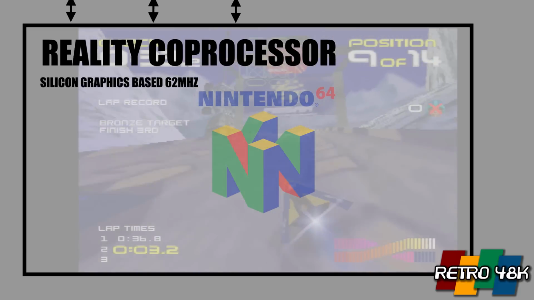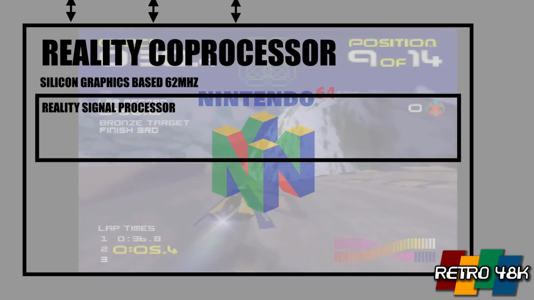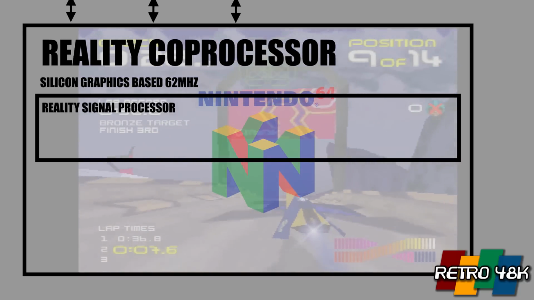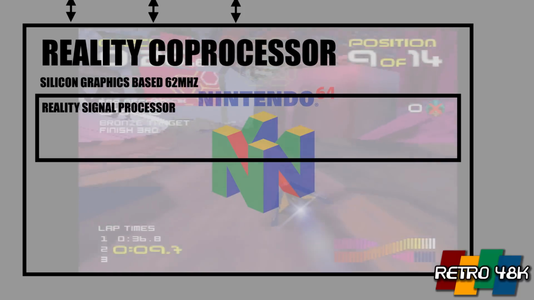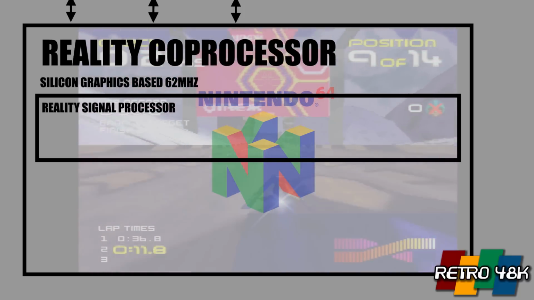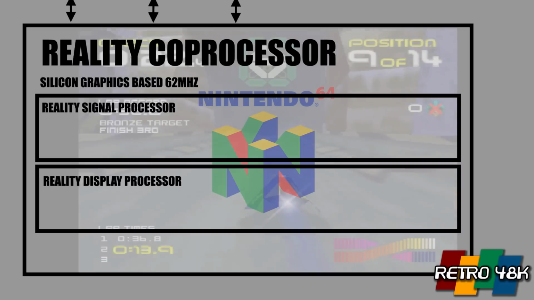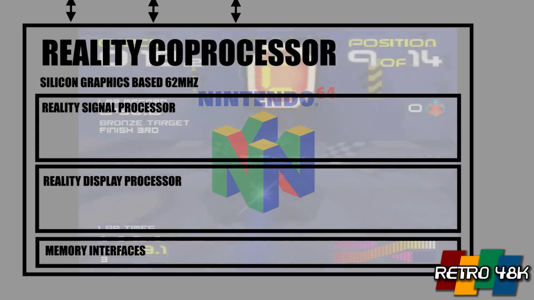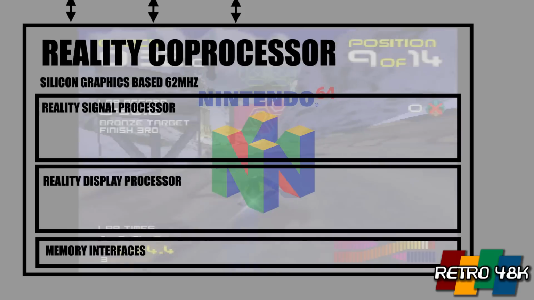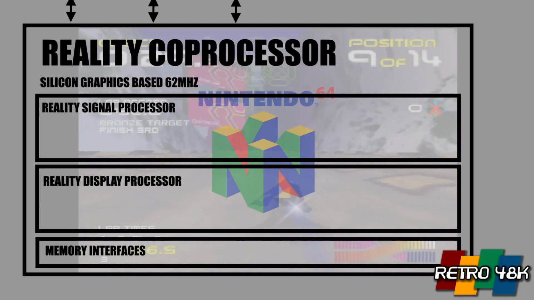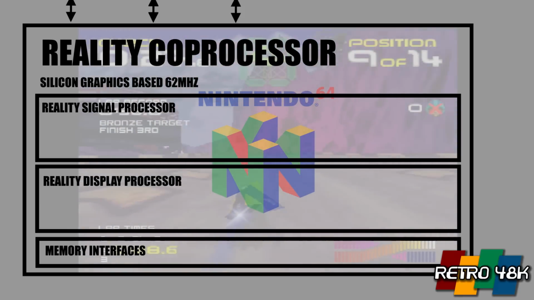And it can be thought of as 3 parts really. There's the Reality Signal Processor, which executes audio and graphics tasks. The Reality Display Processor, which is the graphics pipeline to render out those visuals. And then finally the memory interfaces, dealing with transferring data in and out of the CPU and RAM, etc. And all these 3 aspects could run, in theory at least, in parallel. So it was quite a powerful setup in the right developer's hands.